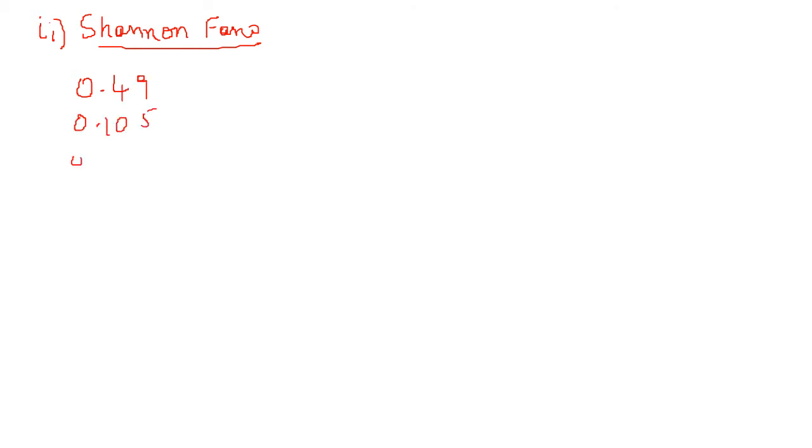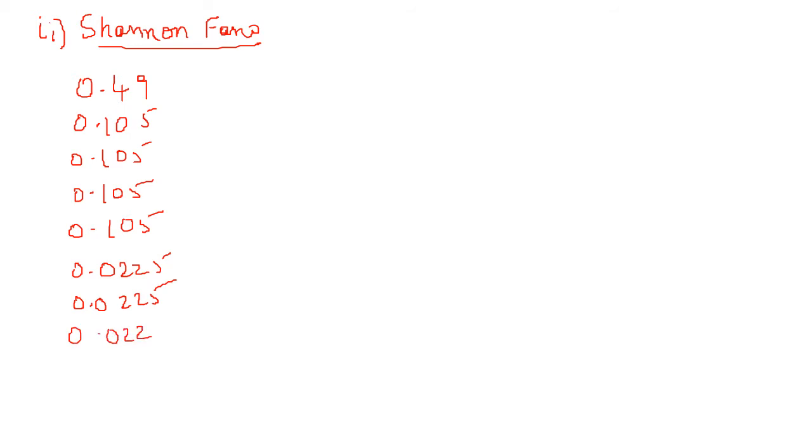Second question is finding the Shannon-Fano code. So we know the algorithm steps, so we'll try to solve this particular Shannon-Fano code for the same data as given. So you have the probabilities as 0.409, 0.105, 0.105, 0.105, 0.0225, 0.0225, 0.0225, 0.0225, and 0.0225.